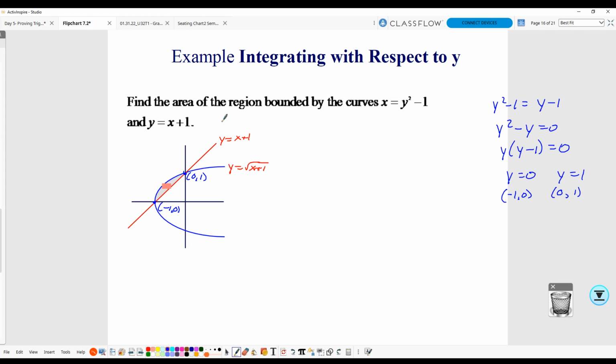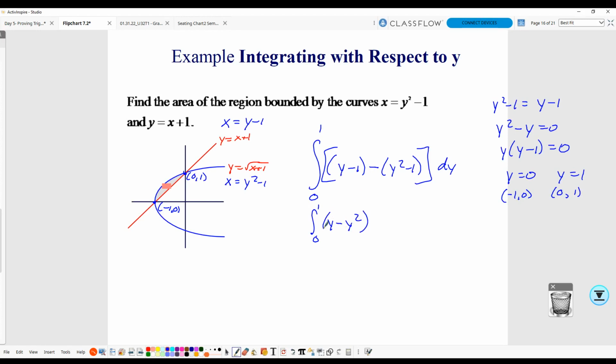I need x equals, well, x equals y minus 1. That is the equation on the right. y minus 1 minus the equation on the left. This equation in terms of x is what it was given to us as x equals y squared minus 1. From the lower y value, which is 0, to the upper y value, which is 1, this becomes y - 1 plus 1. The 1's go away. This is a much easier function to integrate.